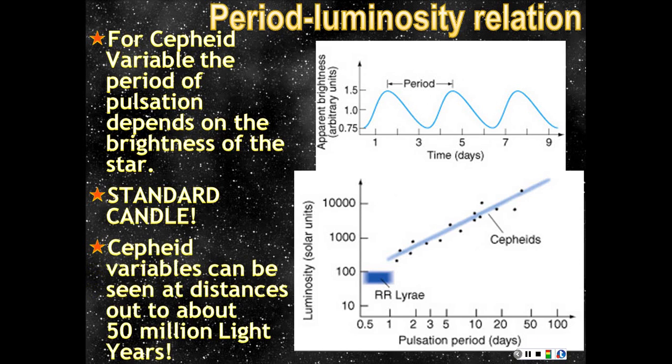The other thing is that this is in solar units, so we're talking about things that are over 100 times the brightness of the sun and up to 10,000 times the brightness of the sun. And that means that instead of only being able to see out to distances of a few parsecs, a few hundred parsecs, we can now see out to a few tens of million parsecs. So we're able to use this to measure out to large distances.